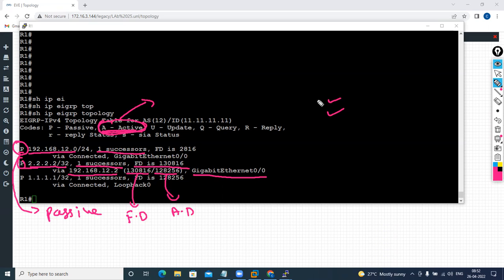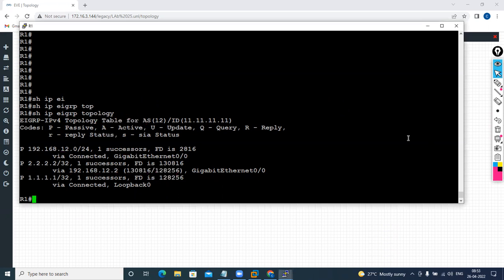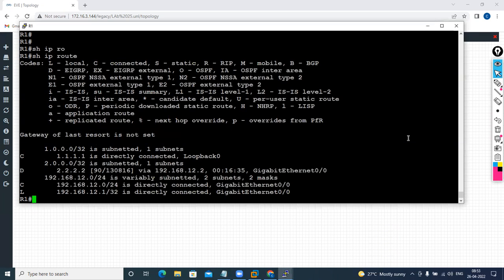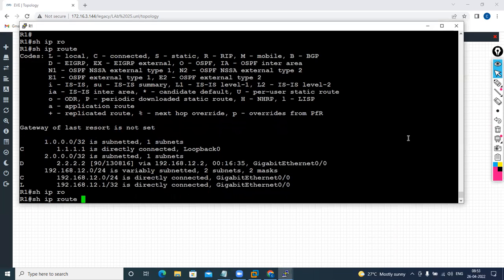Yeah. Now, final table. That is your routing table. Show ip route. Show ip route eigrp, if you want to see only EIGRP routes.